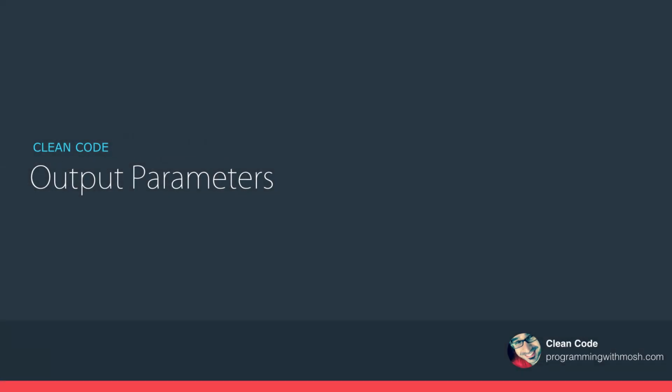Okay, output parameters. That's one of the code smells that you should avoid at all times. Let's take a look at why.